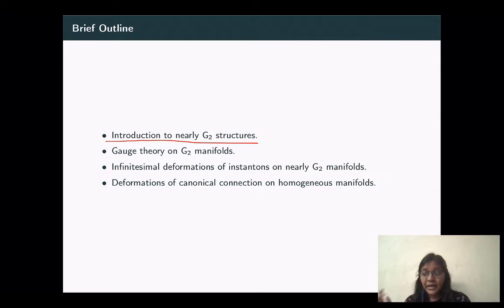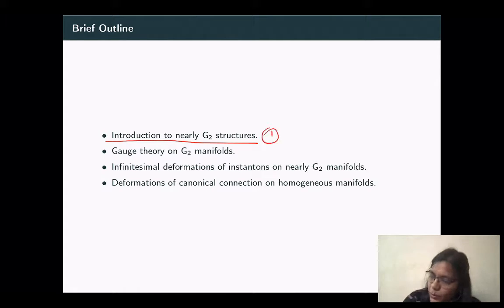So in this lecture, I'll be just setting up the notation and talking about what G2 structures are and what all things we can do with manifolds with G2 structures. We will look at 2 equivalent definitions of G2 structures, one with the 3 form, the differential geometric definition, and the other which comes from spin theory. And then in the next lecture we will start discussing gauge theory.